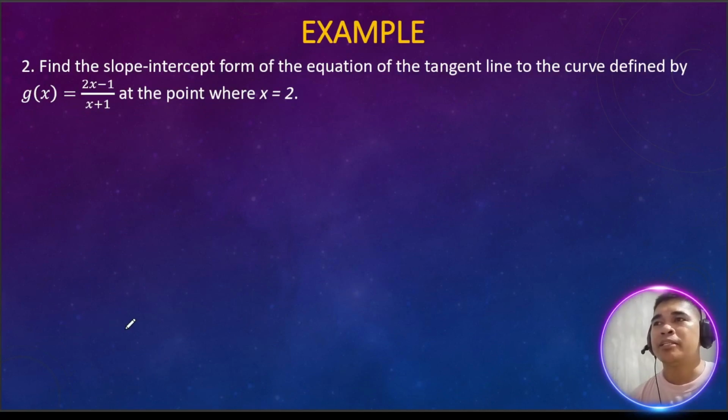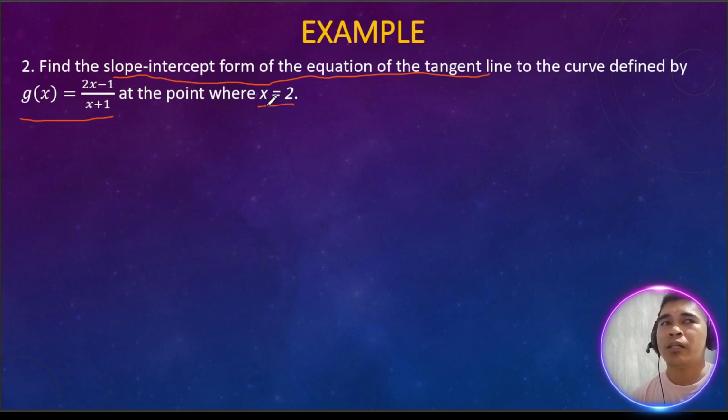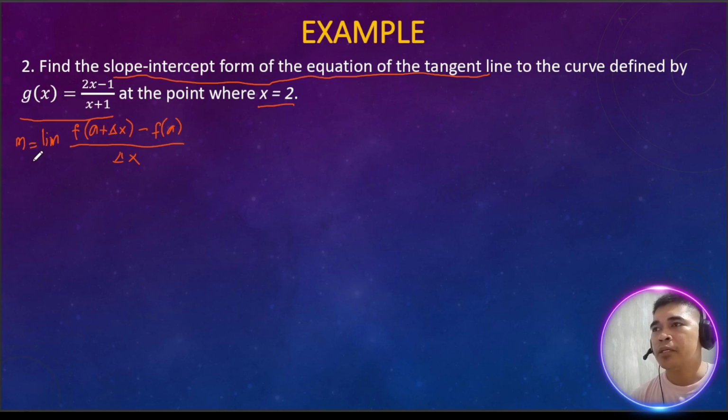Find the slope-intercept form of the tangent line. Take note, slope-intercept form of the equation of the tangent line to the curve defined by g of x equals 2x minus 1 all over x plus 1 at the point where x equals 2. So again, we need to find first the slope. So sa ito formula, m equals limit of f of a plus delta x minus f of a all over delta x as delta x approaches 0.